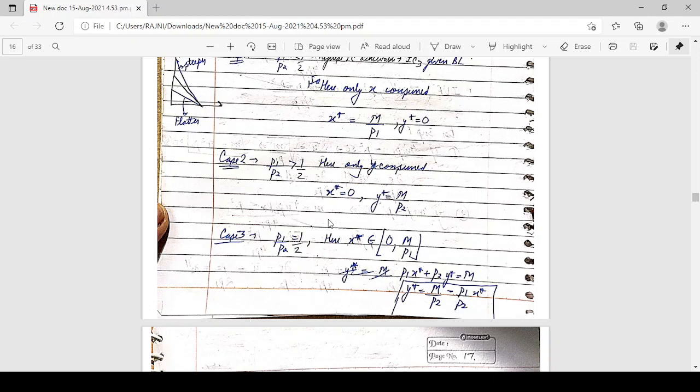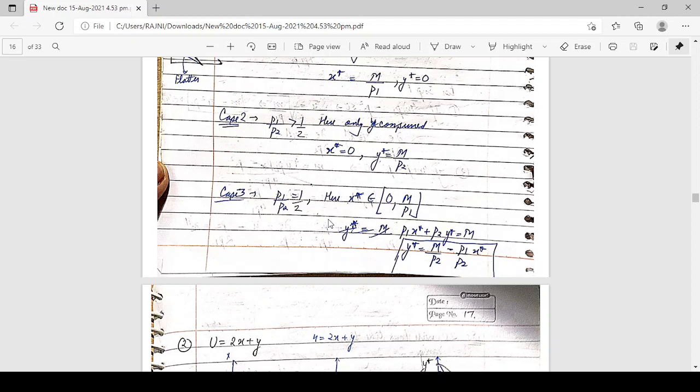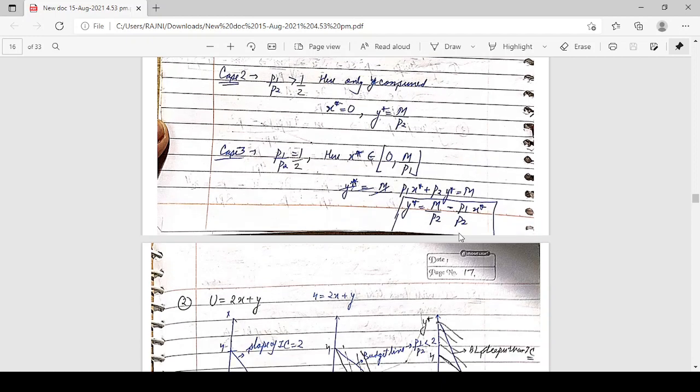And the third case is that P1 upon P2 is equal to half. So here the consumer will be indifferent between consuming good x and y. So here we can write that x star is from 0 to m upon p1, and y star is the amount that is left to spend on good y. And here we can write it in this way.